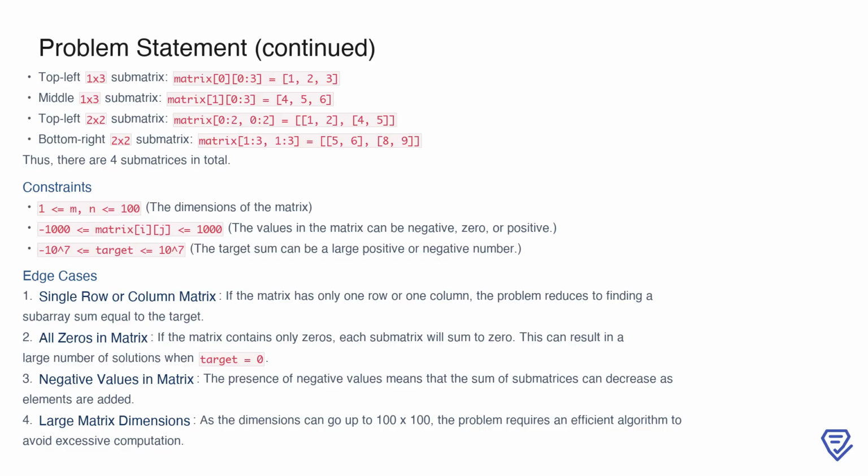Some notable edge cases include matrices with only one row or one column, where the problem simplifies to finding subarrays with a sum equal to the target. Another scenario is when the matrix contains only zeros, which can result in a large number of solutions if the target is 0. Additionally, the presence of negative values introduces the possibility of sums decreasing as elements are added.